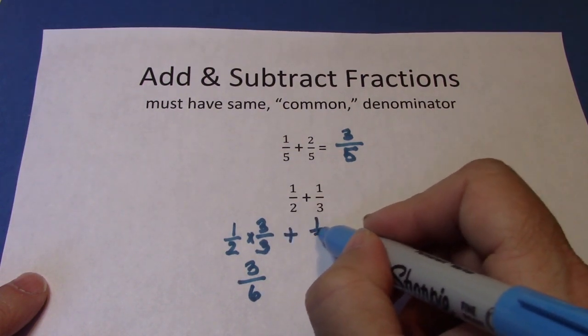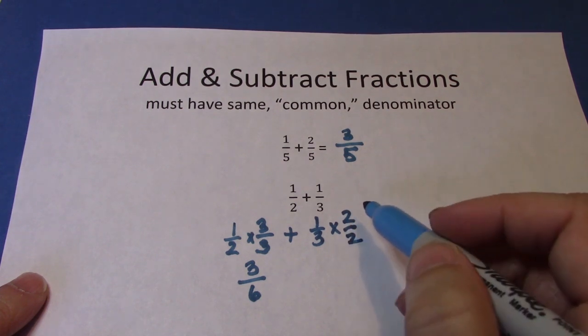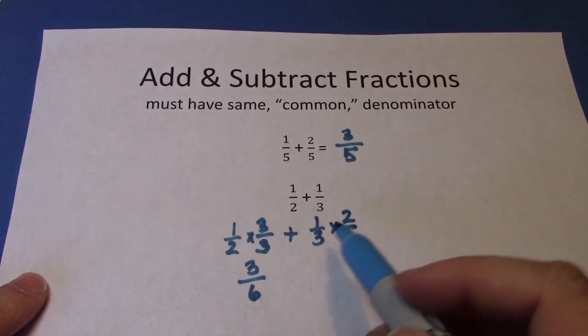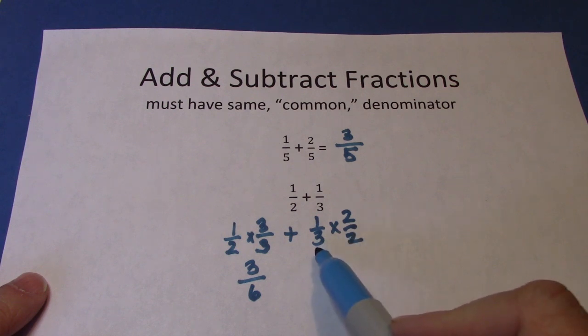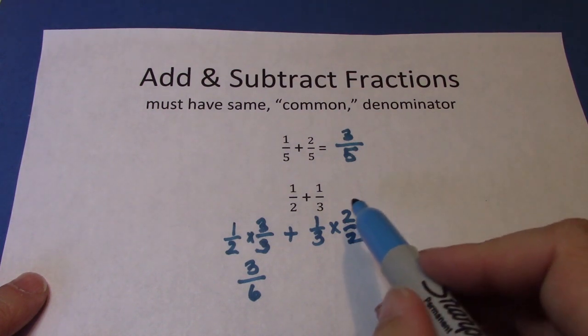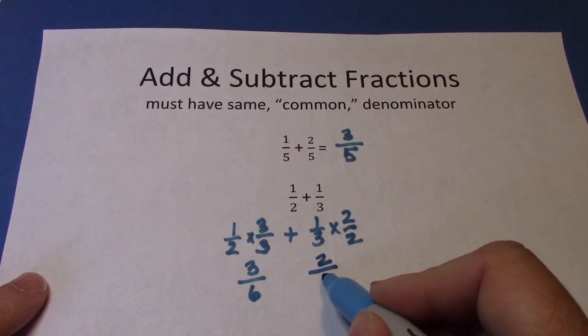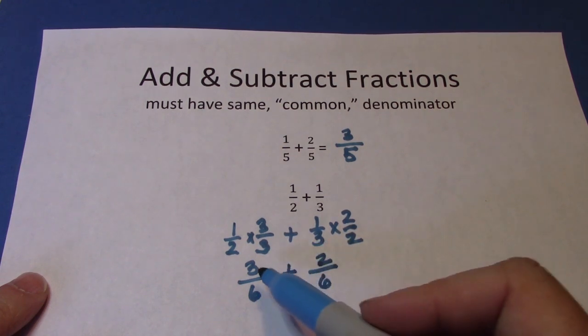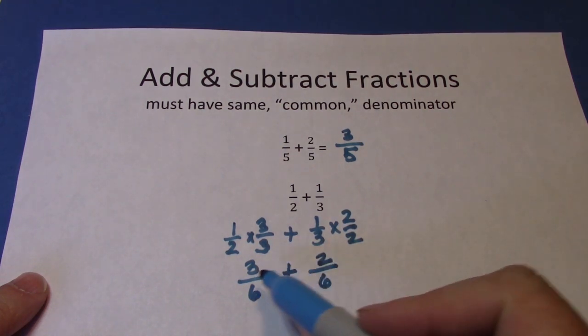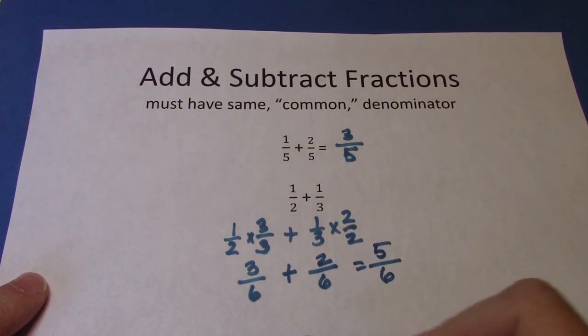Plus 1/3, again we're going to multiply by 1, but in this case we're going to multiply it by 2 over 2. And where am I getting this from? Well, remember, this is so we get the same thing. What do I multiply 3 by to get 6? We decided that 6 was going to be our common denominator. So 1 times 2 is 2, 3 times 2 is 6. Now we have 3/6 plus 2/6. 3 plus 2 equals 5, and we keep the 6.